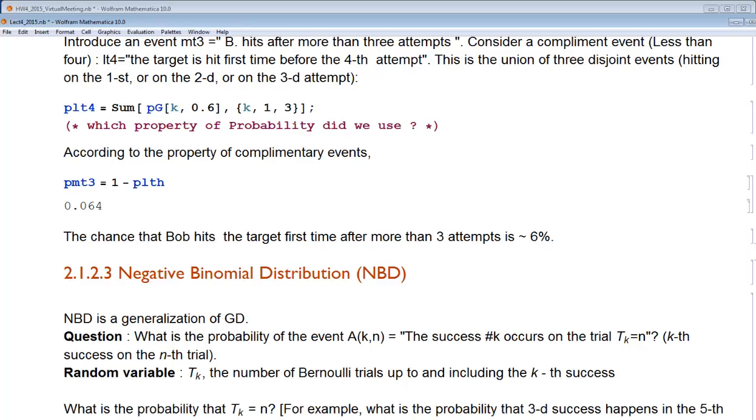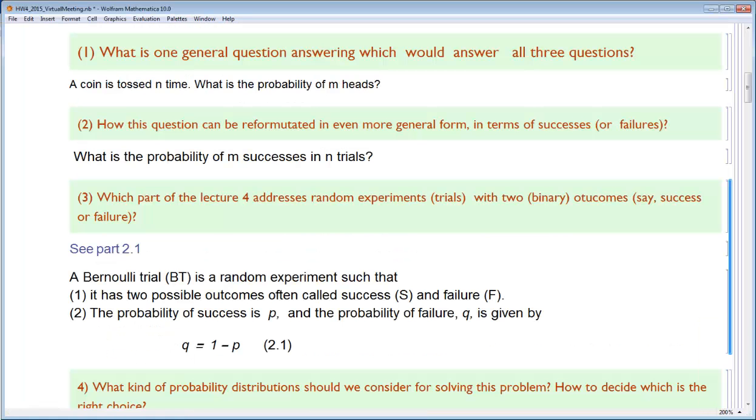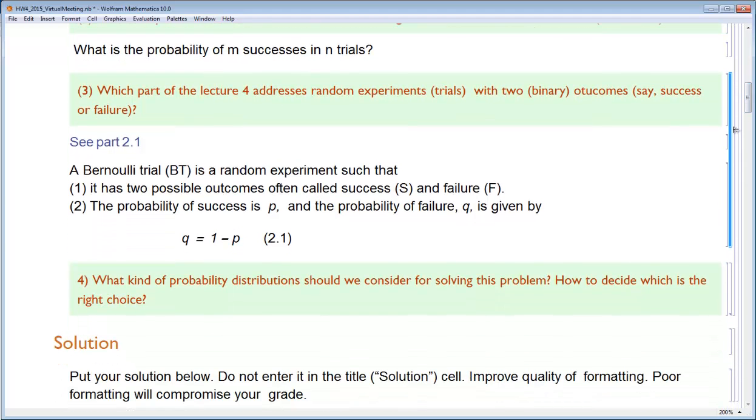All 3 are based on the same Bernoulli trials. However, the experiments answer different questions, and therefore the probability distributions are different. So, find the right distribution that answers our general question, and the problem will be solved.